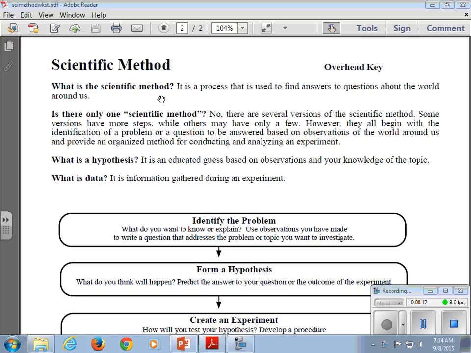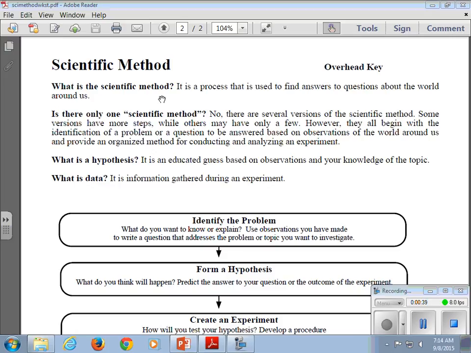Is there only one scientific method? The answer is no. There are several versions of the scientific method. Some versions have more steps, while others may only have a few. However, they all begin with the identification of a problem or a question to be answered based on observations of the world around us and provide an organized method for conducting and analyzing an experiment.